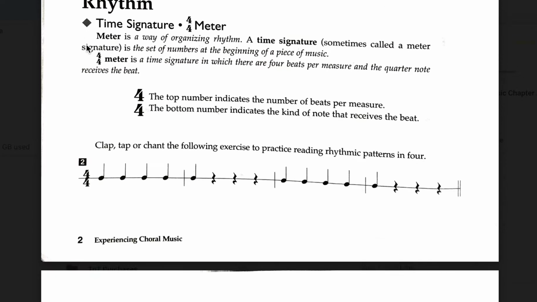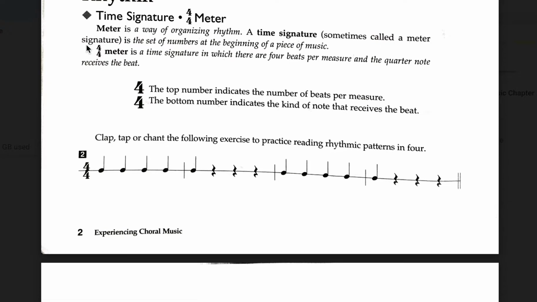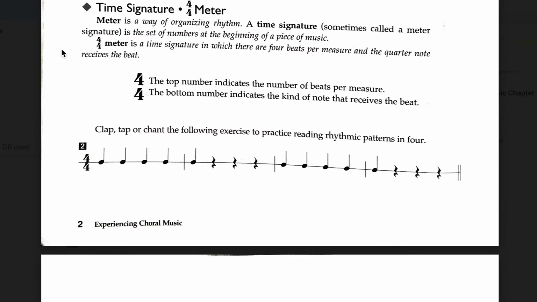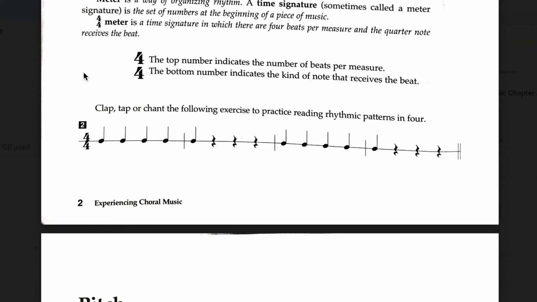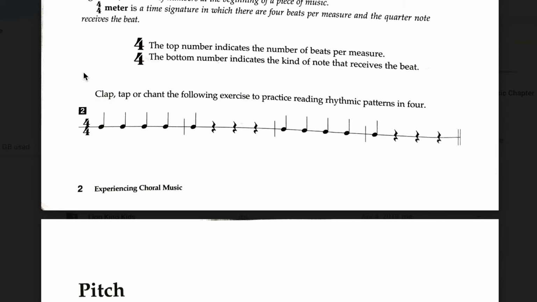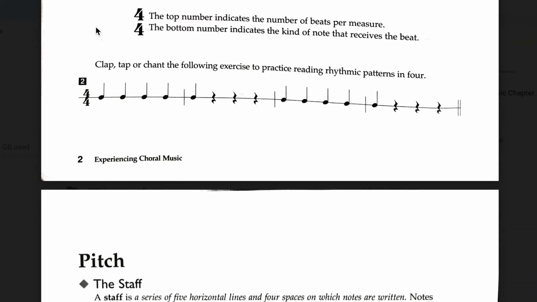All right, moving on to the time signature. In 4/4 time, meter is just a way of organizing rhythm. Sometimes you might hear it called a meter signature. I've never heard it called a meter signature. Most of the time it is called a time signature. And most of the time you will see this as your time signature, 4/4. Although it could be 2/4 or 6/8 or 8/12. It could be all kinds of numbers, but most of the time you're going to see 4/4.